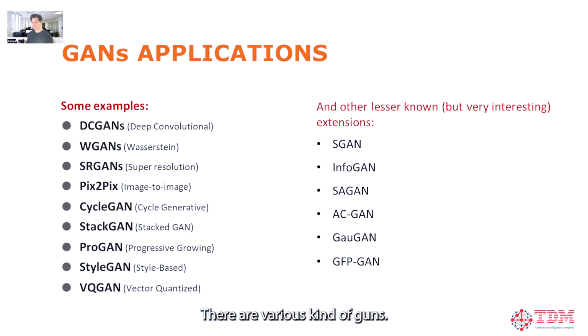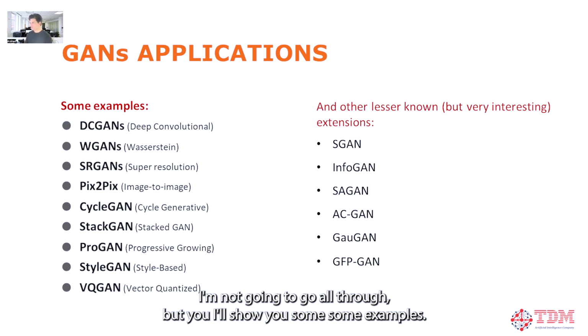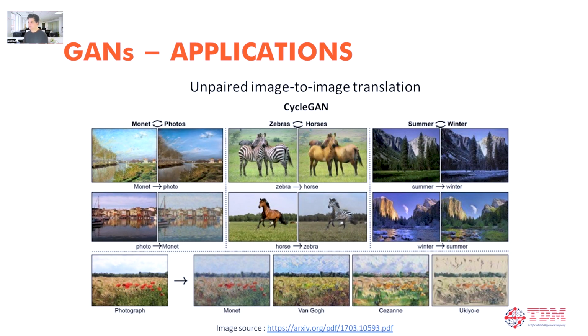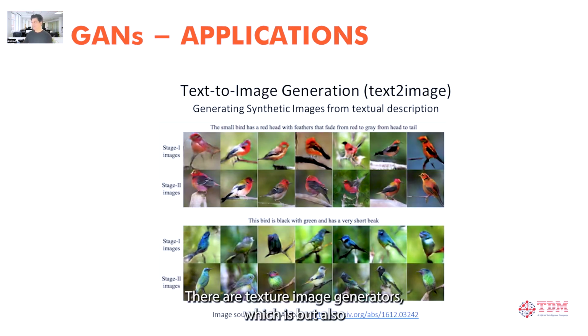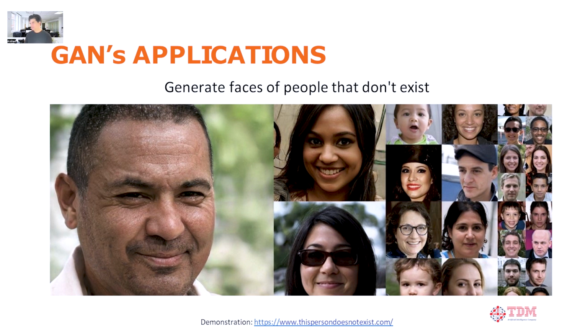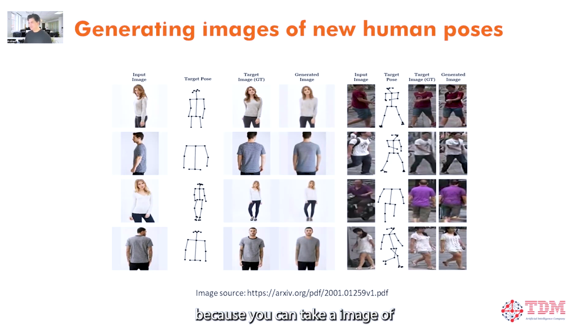There are various kinds of GANs. I'm not going to go through all of them, but I'll show you some examples. This is called CycleGAN, where you are able to swap a zebra and a horse. And these are all scientific papers on how to do it. There are text-to-image generators, which is BERT also. You put in text, and it will be able to make an image. You can create fake human beings. This is through the generator and discriminator model.